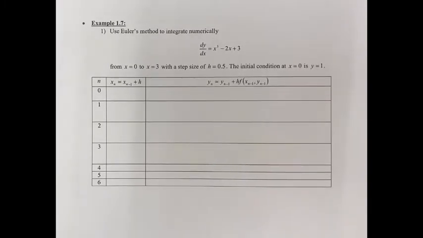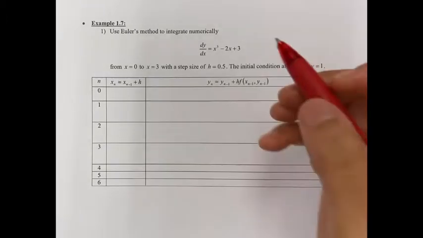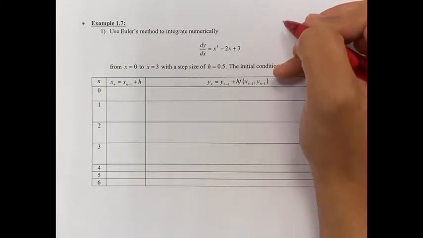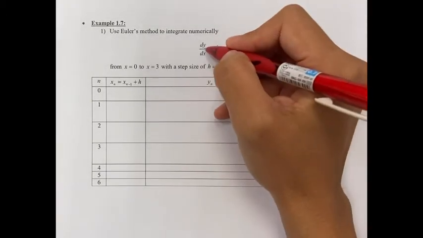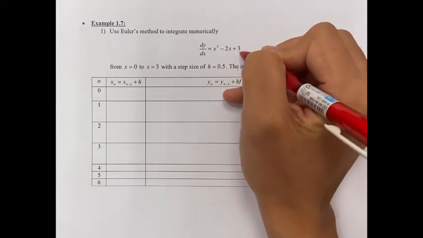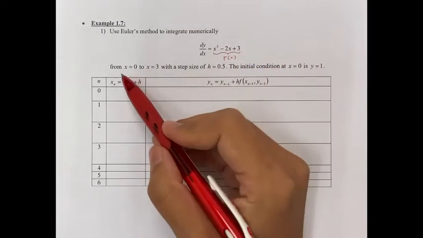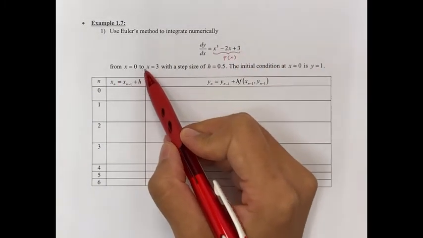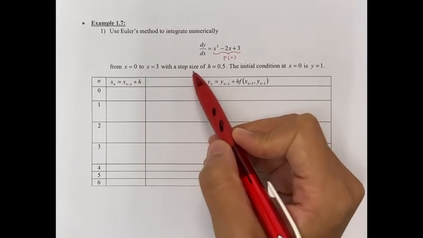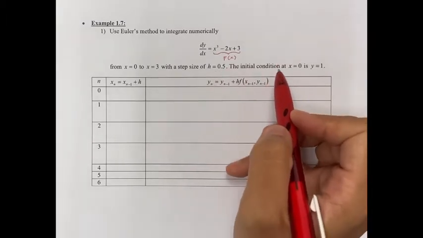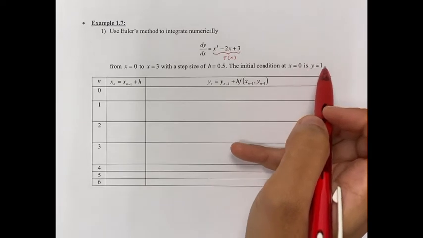In example 1.7, use Euler's method to integrate numerically dy over dx equal to x cubed minus 2x plus 3. Remember, the general form for first order ODE is dy over dx equal to f(x). So this is your f(x). We do this from x equal to 0 to x equal to 3 with a step size of h equal to 0.5, and given the initial condition at x equal to 0, y is equal to 1.